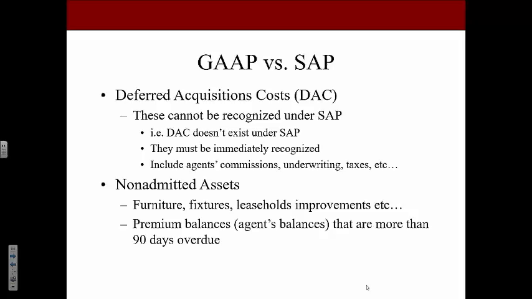These are premium dollars that the agent has collected from policyholders but has not remitted to the insurance company in more than 90 days. And last, reinsurance recoverables that are more than 90 days overdue are also non-admitted assets.